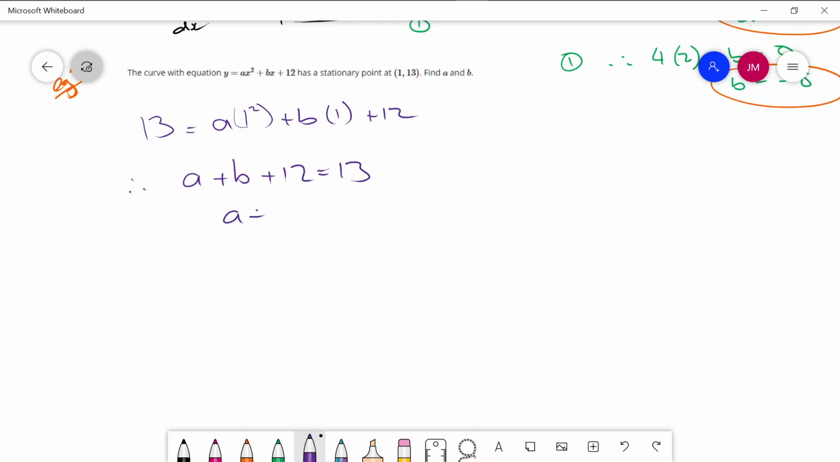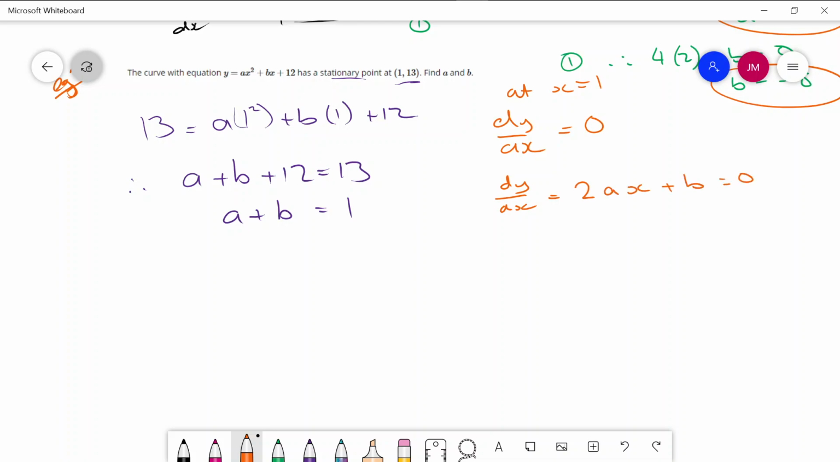So we can take that over the other side. 1a plus b equals 1. So there's minus 12 from both sides. So that's one of the equations. The other one we can find is because we know the stationary point, which is the derivative. So let's go dy/dx. So at x equals 1, we know dy/dx equals 0. So dy/dx, we just do the derivative. We'd have 2ax plus b equals 0. So therefore, at x equals 1, we get 2a plus b equals 0.